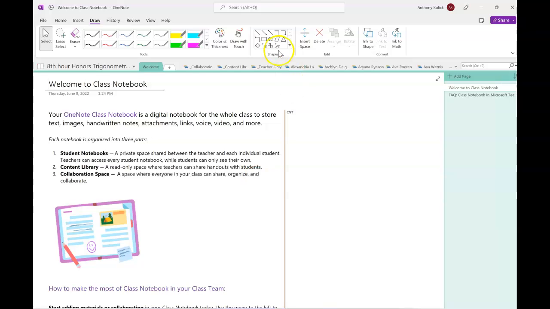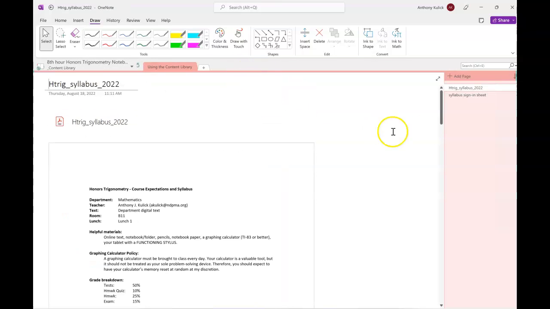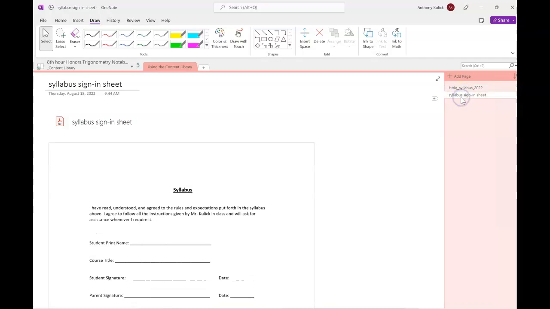Okay, great. So if you're looking at your OneNote that's on the screen, you should see 3 tabs at the top. One says collaboration space. That's something I'll never use in class. The second one says content library. If you click on that, you're going to see that there already have 2 things loaded into the content library. One is the syllabus, and the other is the syllabus sign-in sheet. Remember that the syllabus sign-in sheet is part of the homework.